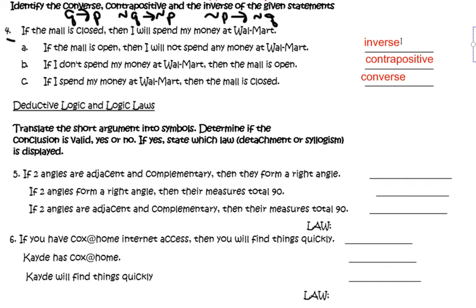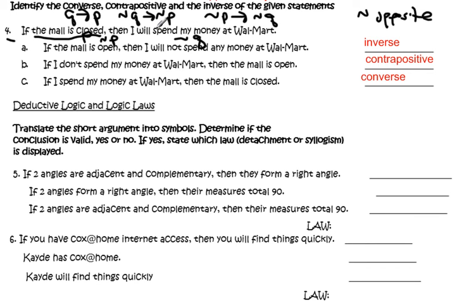Okay, so the inverse of a statement is to negate it, and to negate means to take the opposite. So it says that if the mall is open. Well, here it says the mall is closed for our original hypothesis P. Well, the opposite of closed is open, so this is the opposite of P. I will spend my money at Walmart. Then here it says I will not spend my money at Walmart. That's the opposite of spending money. So that's the opposite of Q. That's our inverse.